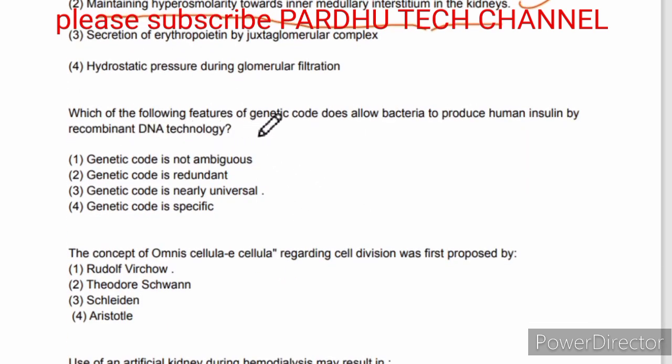Next, which of the following features of genetic code allows bacteria to produce human insulin by recombinant DNA technology? Answer is genetic code is nearly universal.